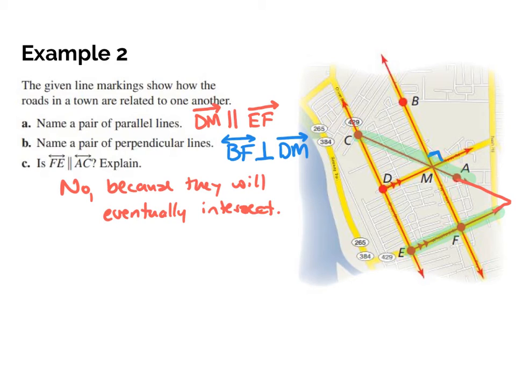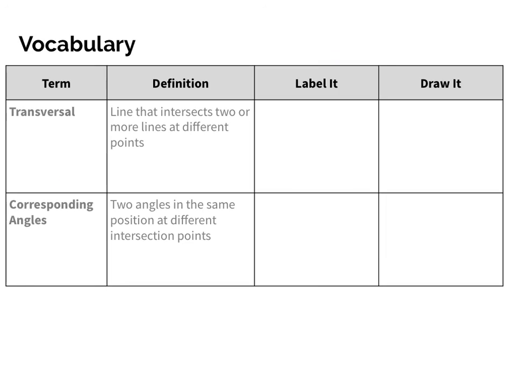That means they are not parallel. We have more definitions here. Okay, so now, instead of looking at special lines, we're going to look at special angles, pairs of angles here.